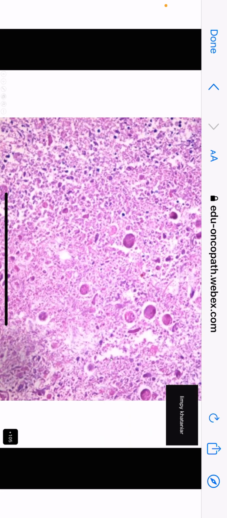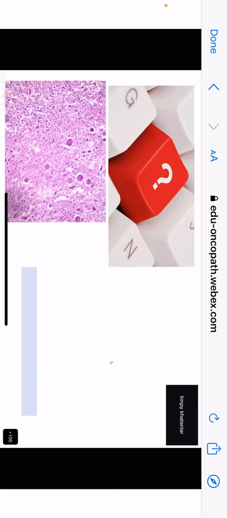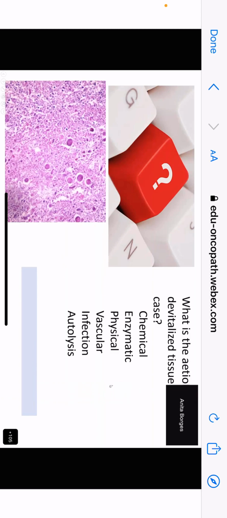Entamoeba histolytica. Yes, exactly. Yes, ma'am. Yes, Limpy, I heard you. Entamoeba histolytica. Okay. Now, Limpy, you were right that this is Entamoeba histolytica.